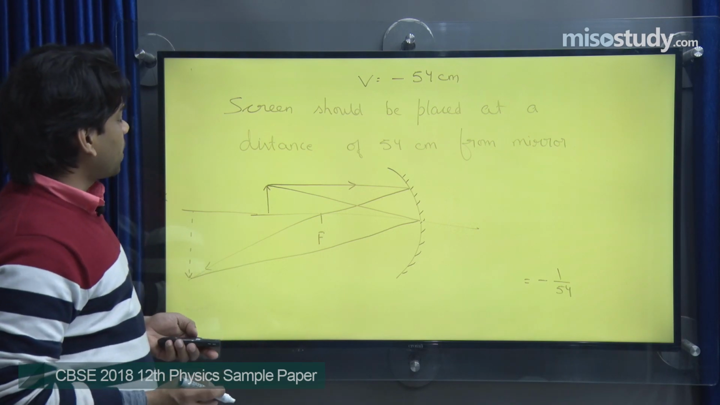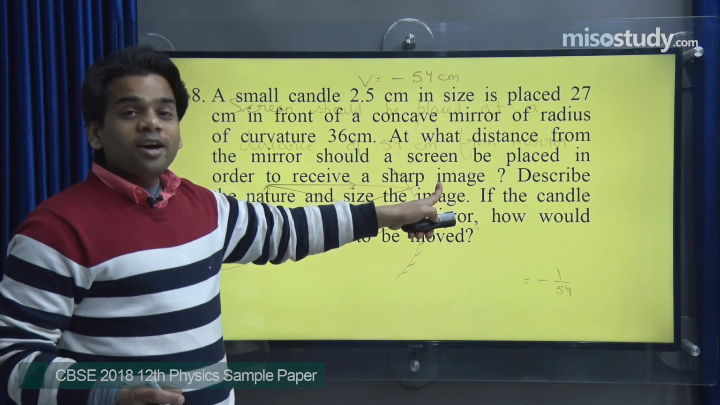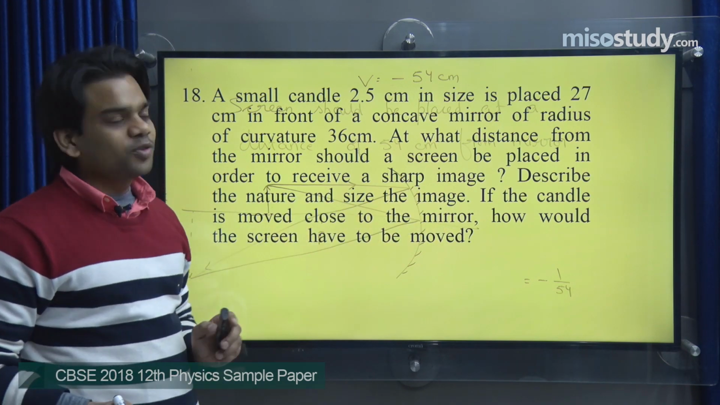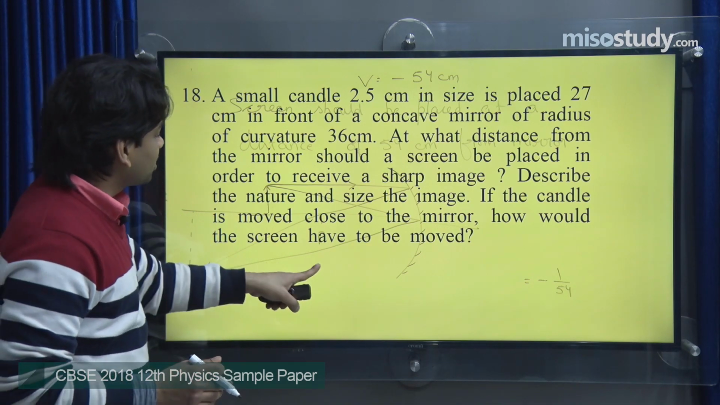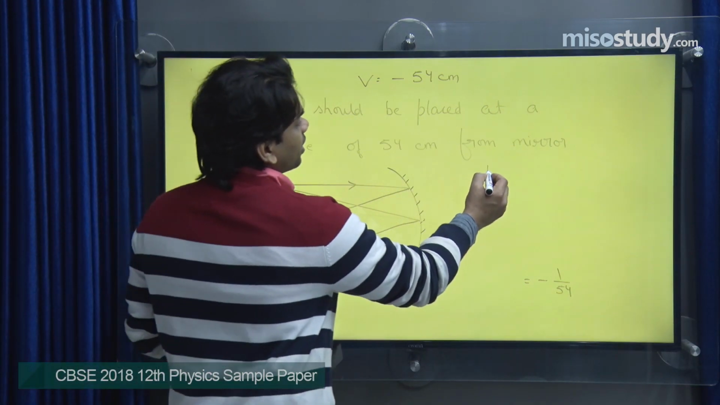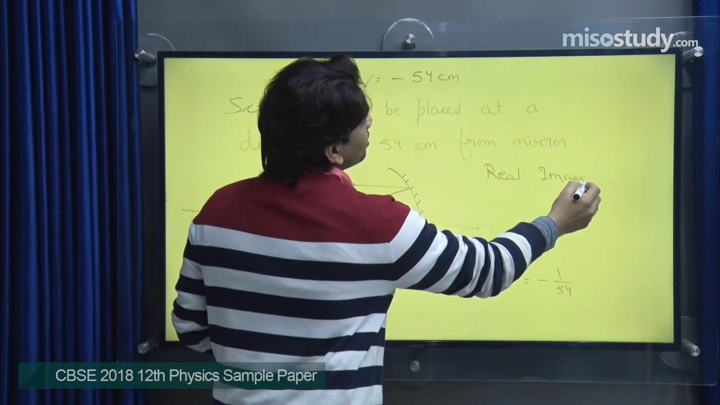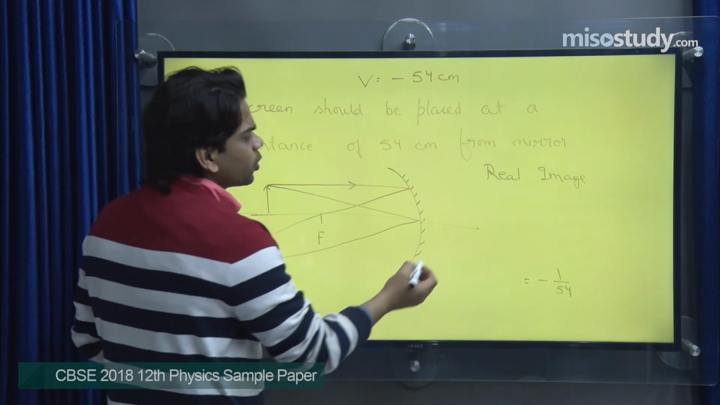Now see the next part of the question. We have got screen should be placed at a distance of 54 centimeter. Describe the nature and size of the image. Nature, whether it's real or virtual. Yes, it's a real image because rays are actually meeting. It's a real image. So I'm marking here. It's a case of real image. And its size, we are required. What is its size?